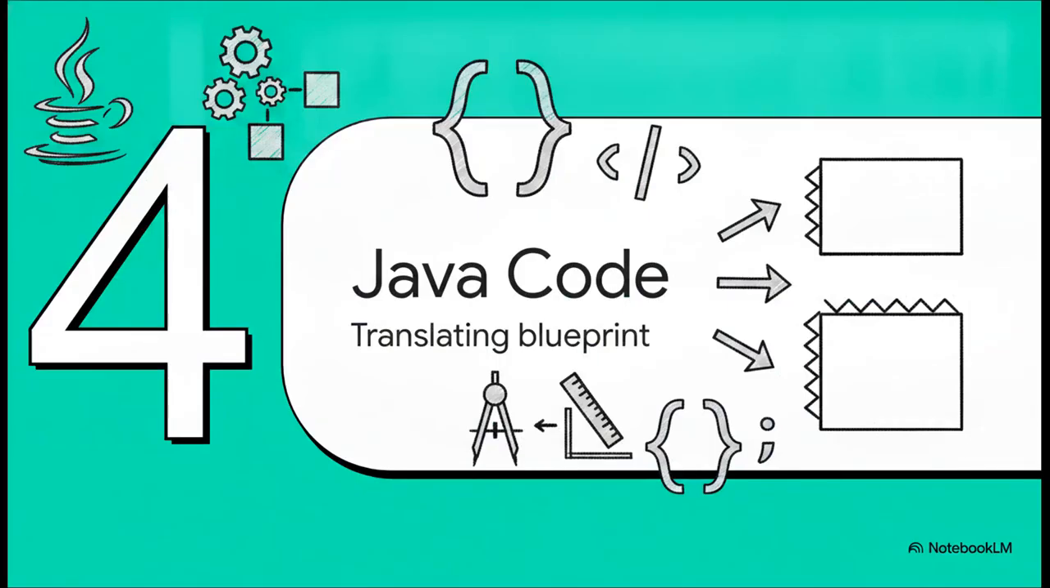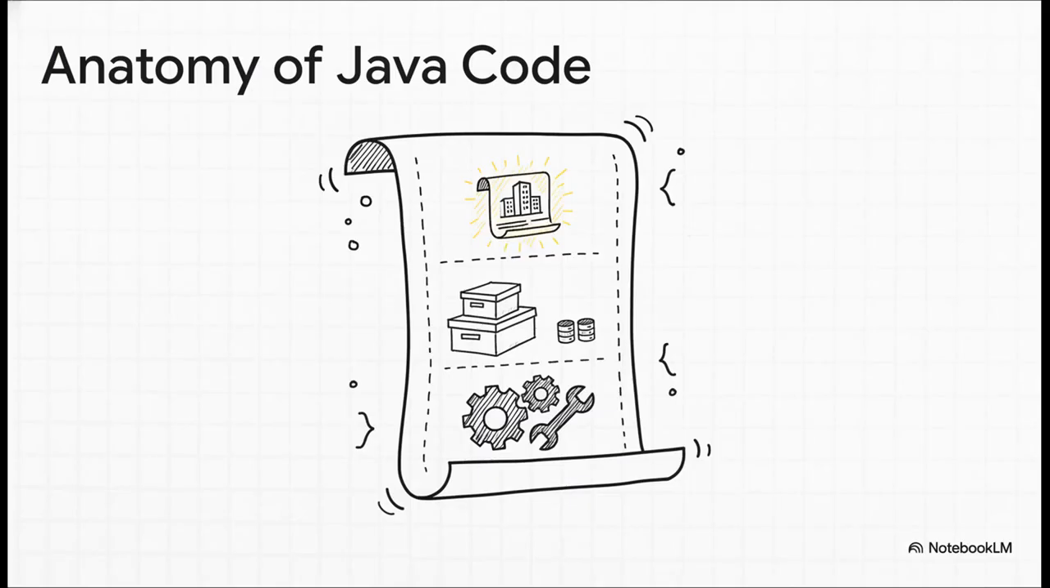Let's move right along to Section 4, Translating to Java Code. Now that we have this perfectly logical blueprint mapped out, it is time to actually write some code. And hey, if you have never coded a day in your life, do not panic, because you already know exactly what this is going to say. Let's break down the anatomy of Java code. It mirrors our diagram perfectly.